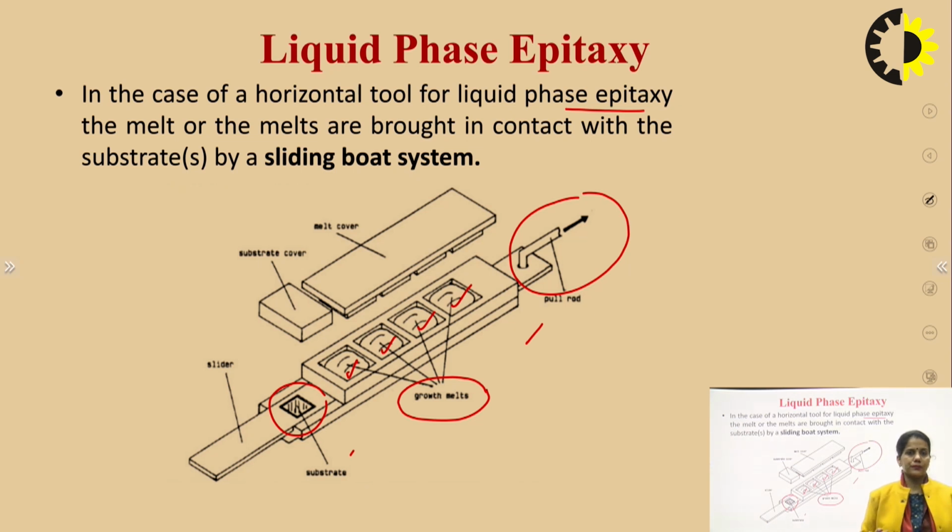Depending upon the capability of the system, that is, how many substrates can be handled at a time, there can be multiple grooves in which the substrates can be arranged, and accordingly the growth melts can be deposited on these substrates. How are these deposited? Using this pull rod, this back and forth moving mechanism. This whole arrangement is known as the sliding board system, because there is a slider which can slide the arrangement, and it looks like a boat because there are the grooves and the wells containing the melts.